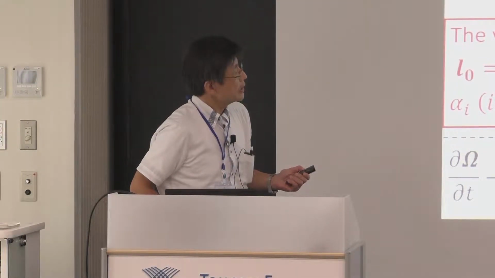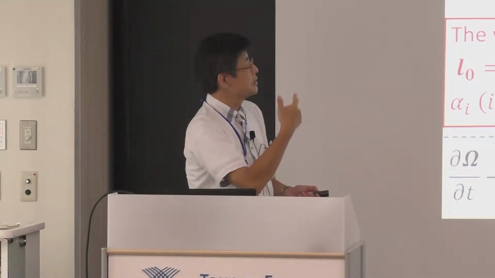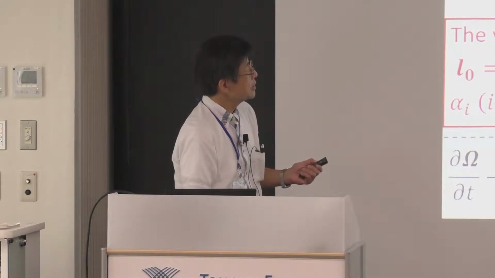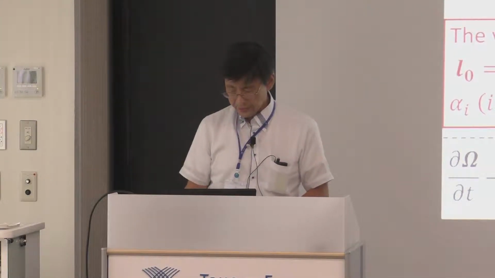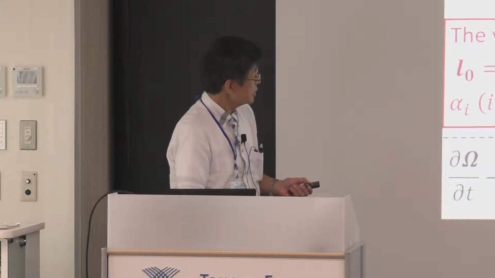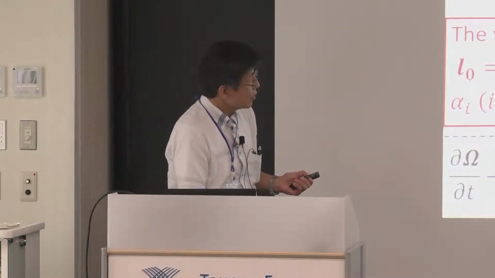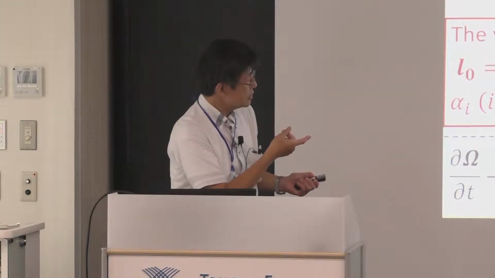L0 is fixed, because L0 is the vector from the fixed point to the gravity center. From the coordinate frame fixed to the body, the gravity direction is now time dependent, and sigma is the direction of gravity. In the context of stratified fluid, sigma is a measure of the gradient of density changes. And alpha 1, alpha 2, alpha 3 are the angles from the vertical axis of each coordinate axis fixed to the body.